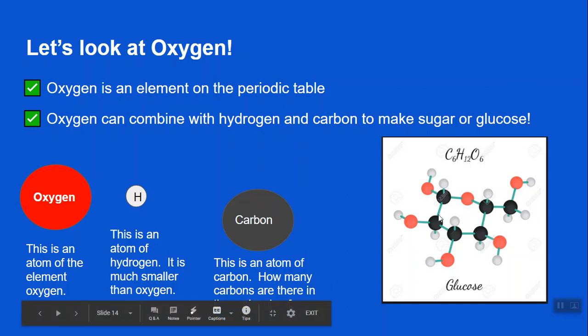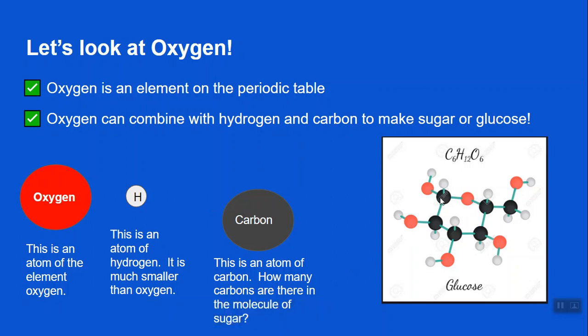And you can see that it is a more complicated molecule. It has 6 carbon, which are the black ones here, 12 hydrogen, which are the white ones, and 6 oxygen, which are the red ones. In higher level science, you will learn about why it bonds this way. But in 7th grade science, what you need to know is that you have C6H12O6 as our glucose or our sugar molecule.